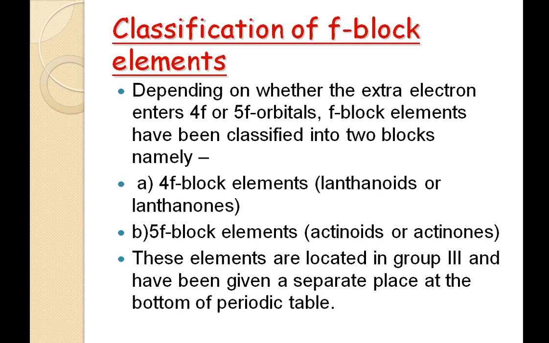Depending upon whether that electron enters 4f or 5f orbital, F block elements have been classified into two blocks, namely 4f block elements, also called lanthanoids or lanthanones, and second is 5f block elements, also called actinoids or actinides. These elements are located in group 3 and have been given a separate place at the bottom of the periodic table.